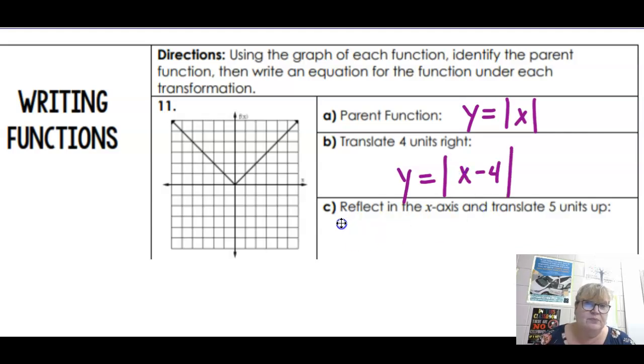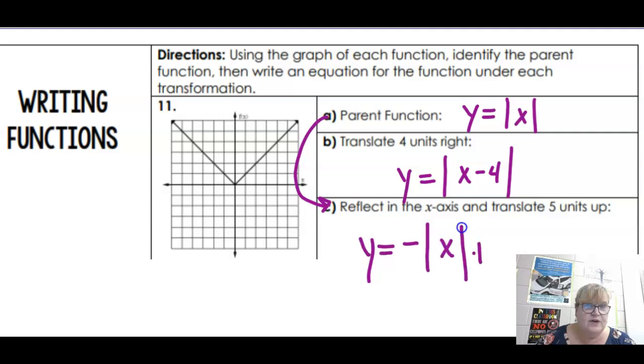And then this is separate, guys. For part C, it doesn't have to do with B, I don't think. We're just going to do a whole separate problem. So we're going to go this one, reflected over the x-axis would be a negative up front.